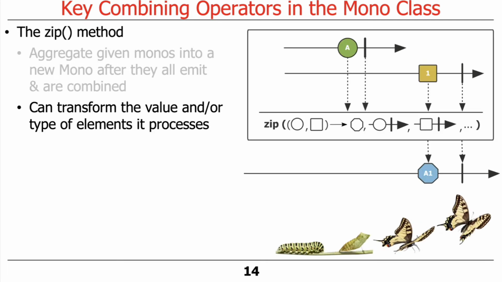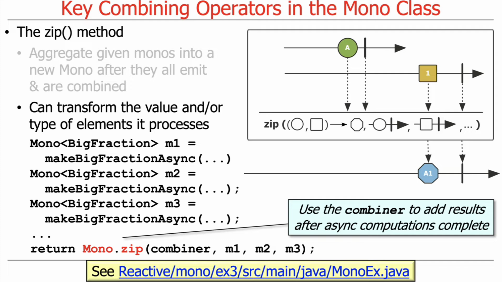As with zipWith, zip can also transform the value or the types of the elements that it processes. So here's a very simple example, and it's also an incomplete example because I couldn't fit it on one slide, but we'll look at it in more detail in a moment. This time we create 3 big randomly generated big fractions asynchronously. So we have M1, M2, M3. All those things are being generated in the background. And then we're going to zip M1, M2, M3 together. And when they're all done, combine them and return a mono that is going to emit the combination of all those things. In this case, it's going to add them all together, as we'll see when we look at the example in more detail.